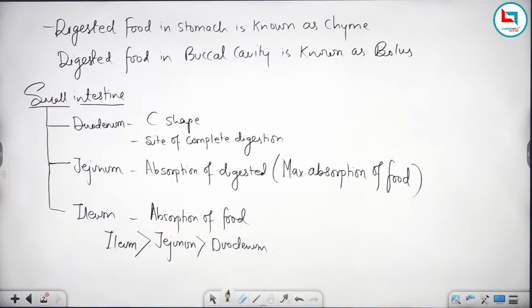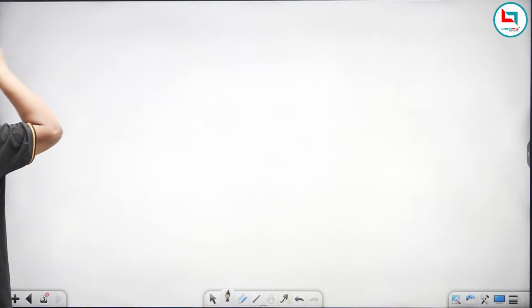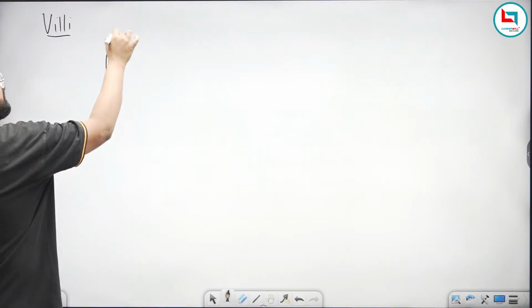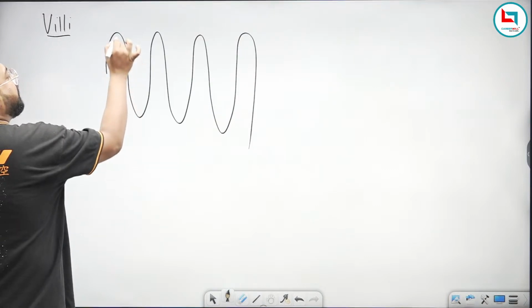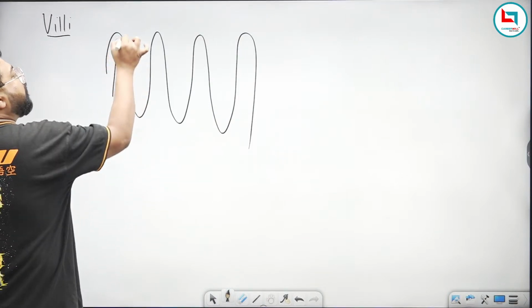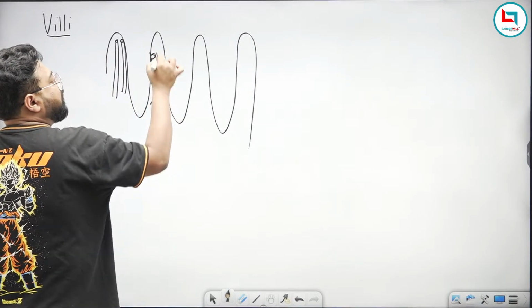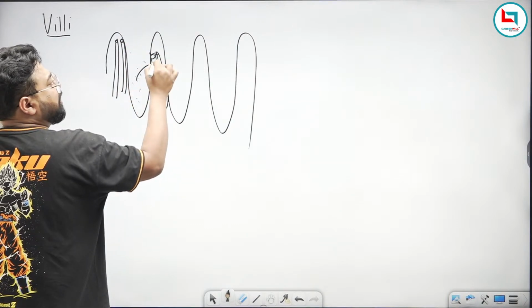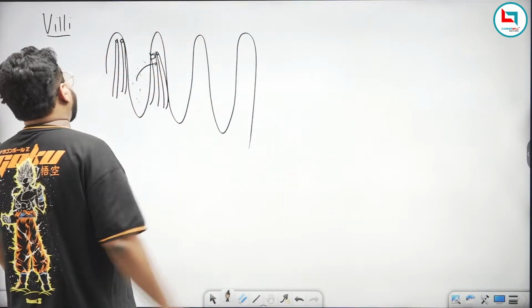Now, so maximum absorption of food takes place in jejunum. Why does this maximum absorption take place in jejunum? For that, we have to study another structure known as villi. Villi are basically finger-like structures which are richly supplied with blood vessels. More the number of villi, more the blood vessels in them, and these blood vessels help in the absorption of this food. So the food from this lumen, this space, will get transferred into these blood vessels, and the blood will transport this food to various parts of the body.